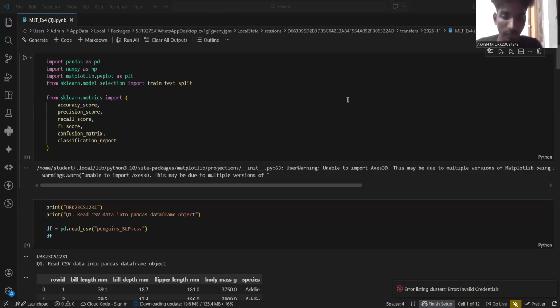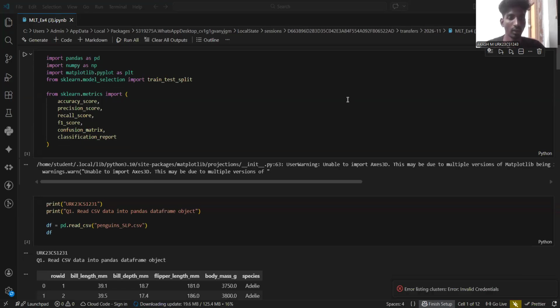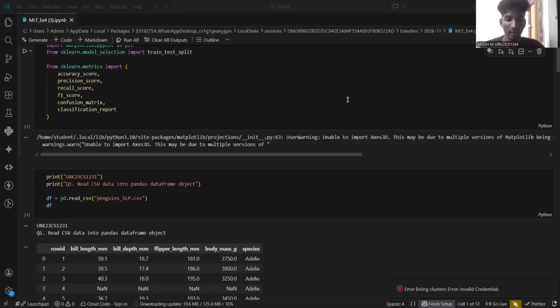Today I'm going to explain my MLT lab experiment, which is the fourth one, the single layer perceptron (SLP) experiment for penguin classification. In this step, the first question is to read CSV data into a pandas DataFrame object. The experiment begins by loading the penguins_slp.csv file into a DataFrame. This dataset contains physical characteristics of penguins such as bill length, bill depth, and body mass, along with their species classifications.